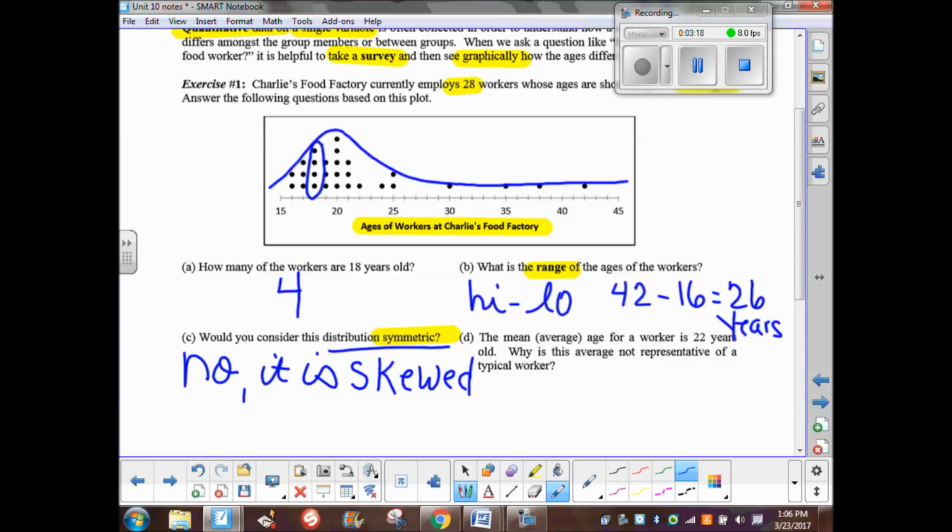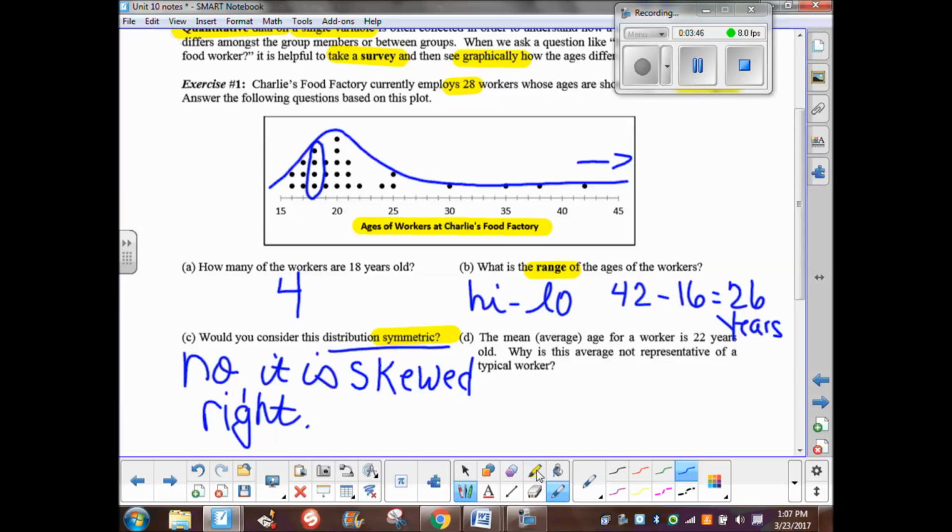and it has a direction. And the direction is where the tail is. So the tail goes to the right here, so it's skewed right. Skewed means you've got a chunk of data either on the left side of it or on the right side of it, not right in the middle. If it's symmetric, you have your chunk of data right in the center. Okay, then it would be symmetric.